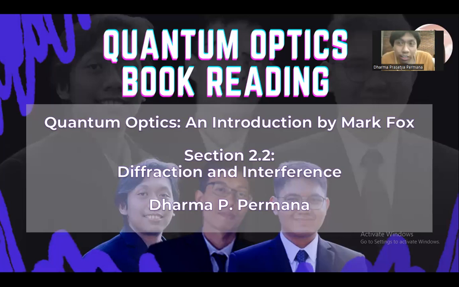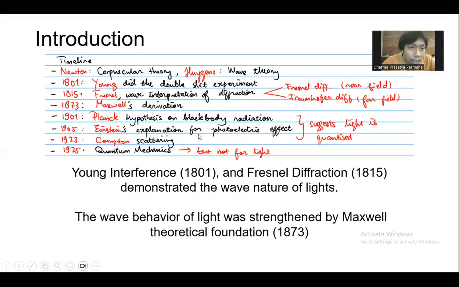Now we will continue our previous book reading session of Quantum Optics by Mark Fox. Today we're going to discuss section 2.2, the diffraction and interference effects, and then Handoko will continue by explaining coherence, right? Before we dig further into these topics, I would like to review our previous discussion about the timeline of quantum optics.